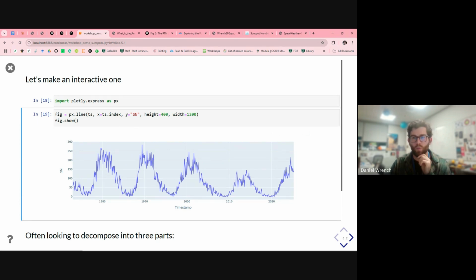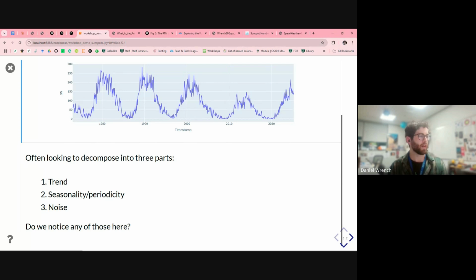Okay, now one of the initial things that we like to do with time series is to think about what are the different components that make it up. And so here are the three parts we like to look at. We have trend, which is, for example, is there an overall increase, an overall decrease over time? On top of that, is there any seasonality or periodicity in the time series? And thirdly, is there an element of noise on top of those two factors? So yeah, have a think about what you might see in our sunspot number, whether you could notice any of those there.